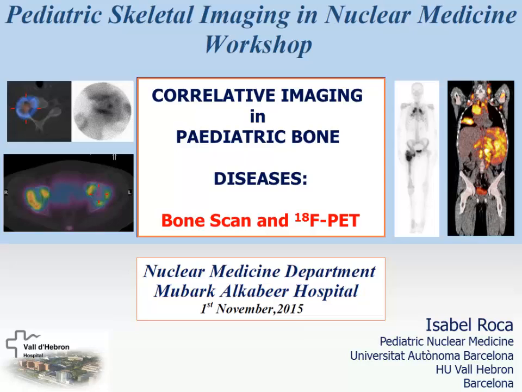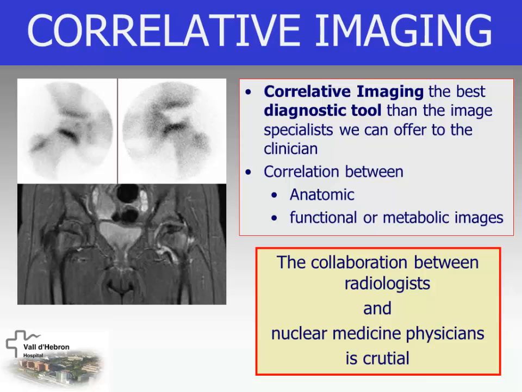The title of this lecture is correlative imaging in pediatric bone diseases, bone scan and PET with fluorine. In fact, as we have seen this morning, correlative imaging is the best diagnostic tool that the imaging specialist can offer to the clinician, with the correlation between anatomy and function or metabolism. And the collaboration between the radiologist and us is crucial for this.